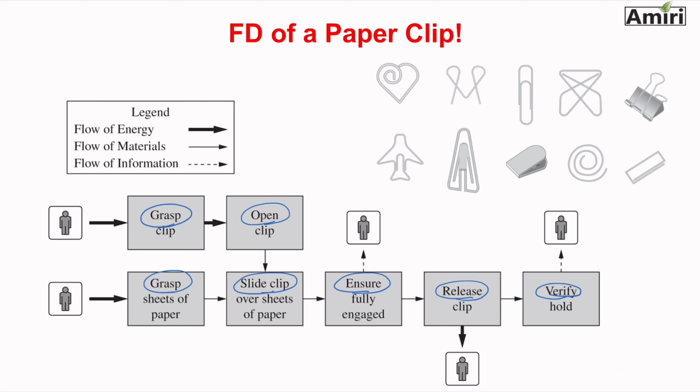This one has user interaction, so you can see the user has a flow of energy here, flow of energy here. This is flow of information because the user wants to ensure the paperclip is fully engaged. Again, this one is flow of energy again. And this is just material, paper and paperclip going through. So you can see all different types of paper clips.